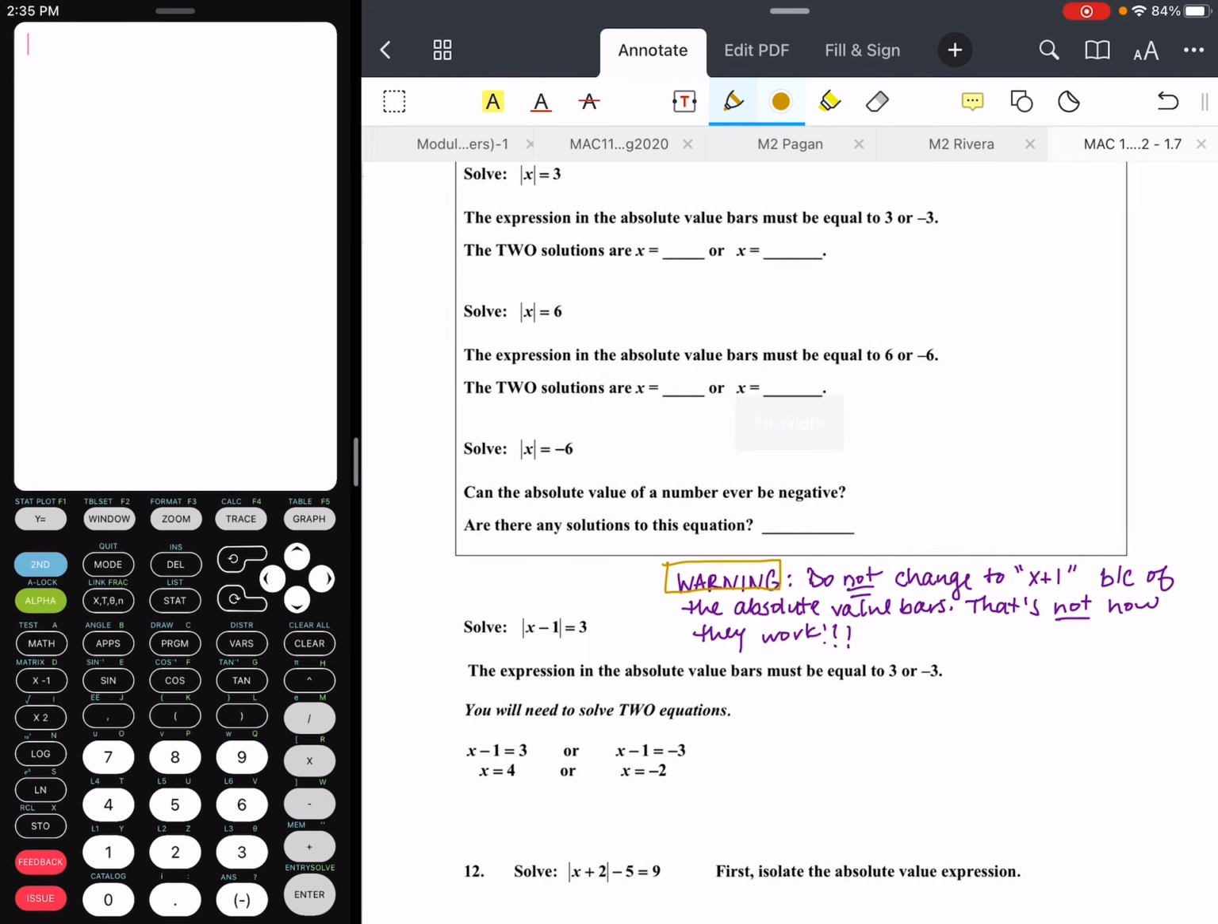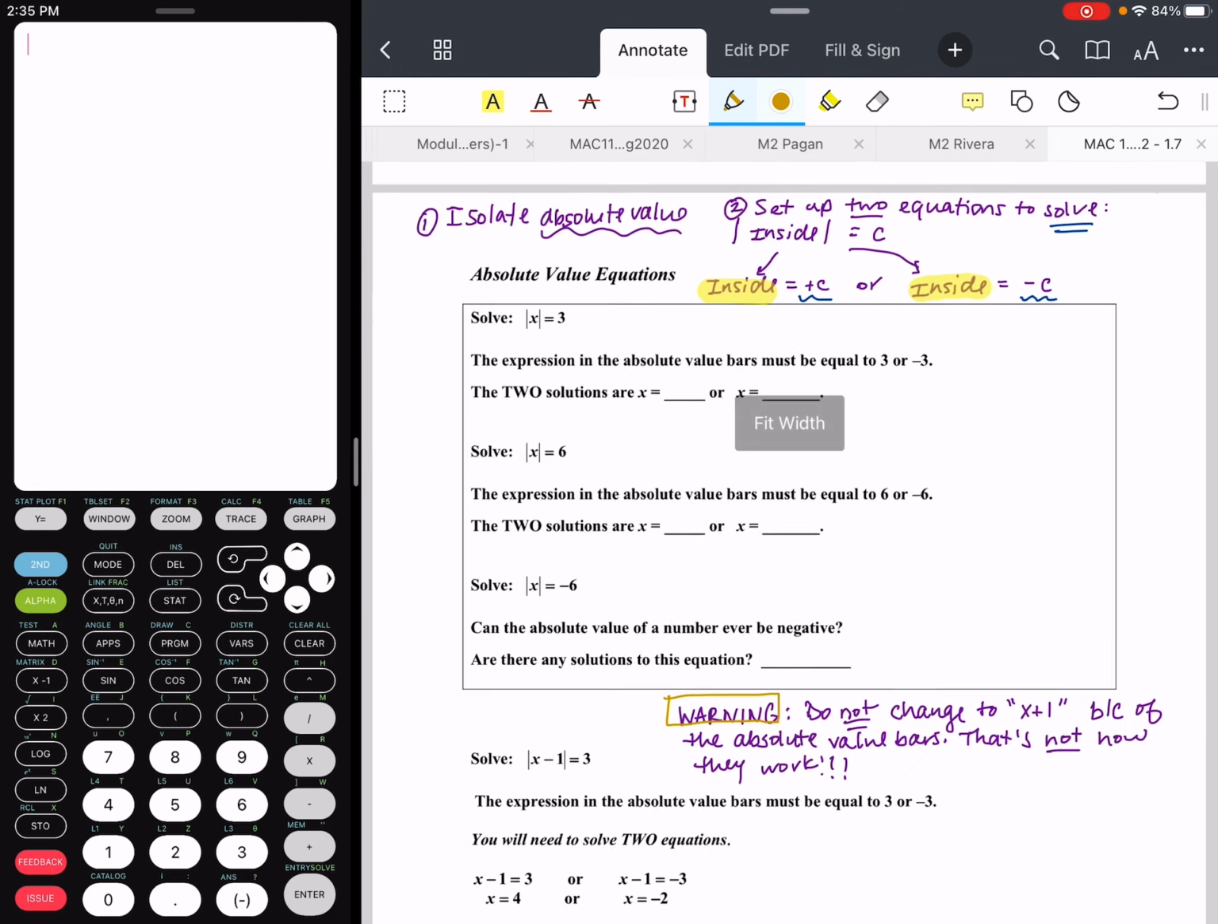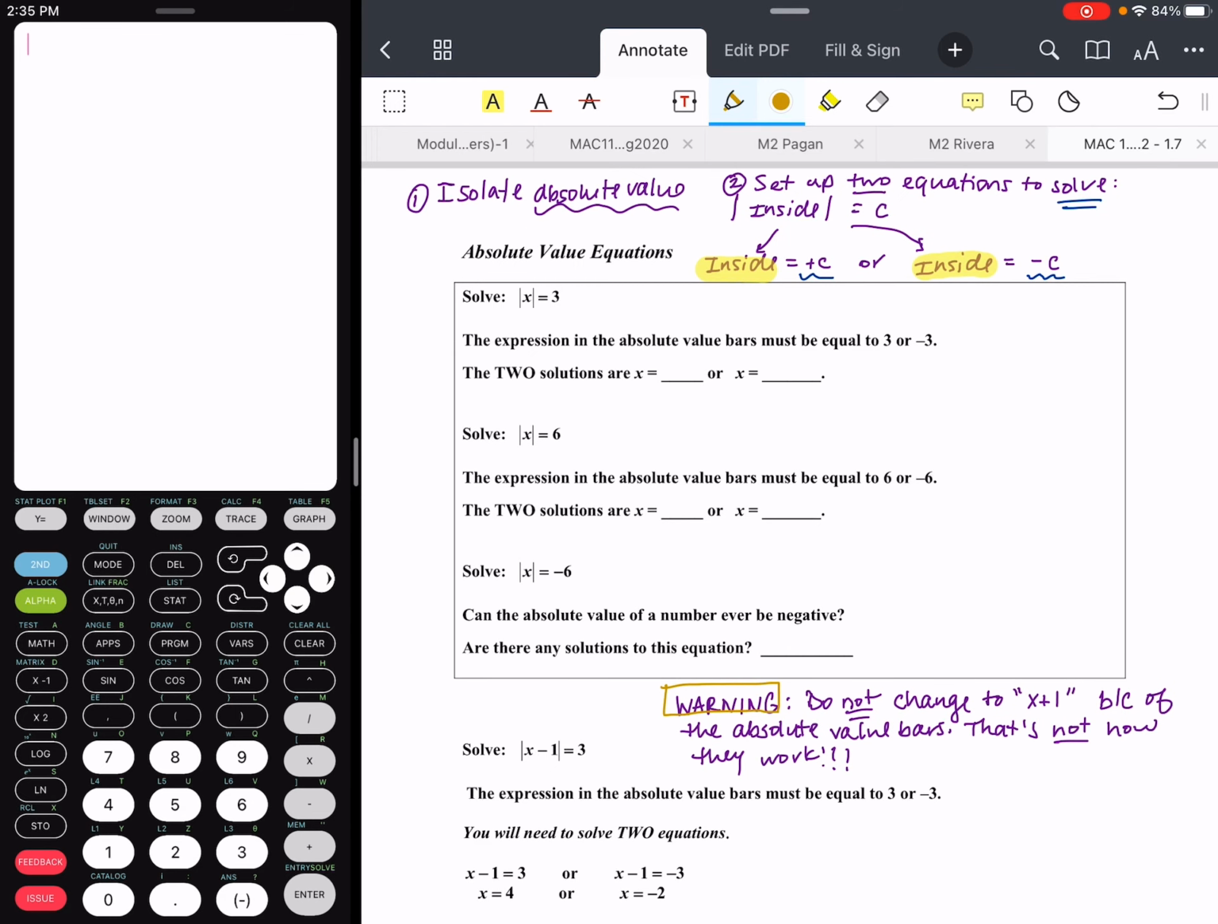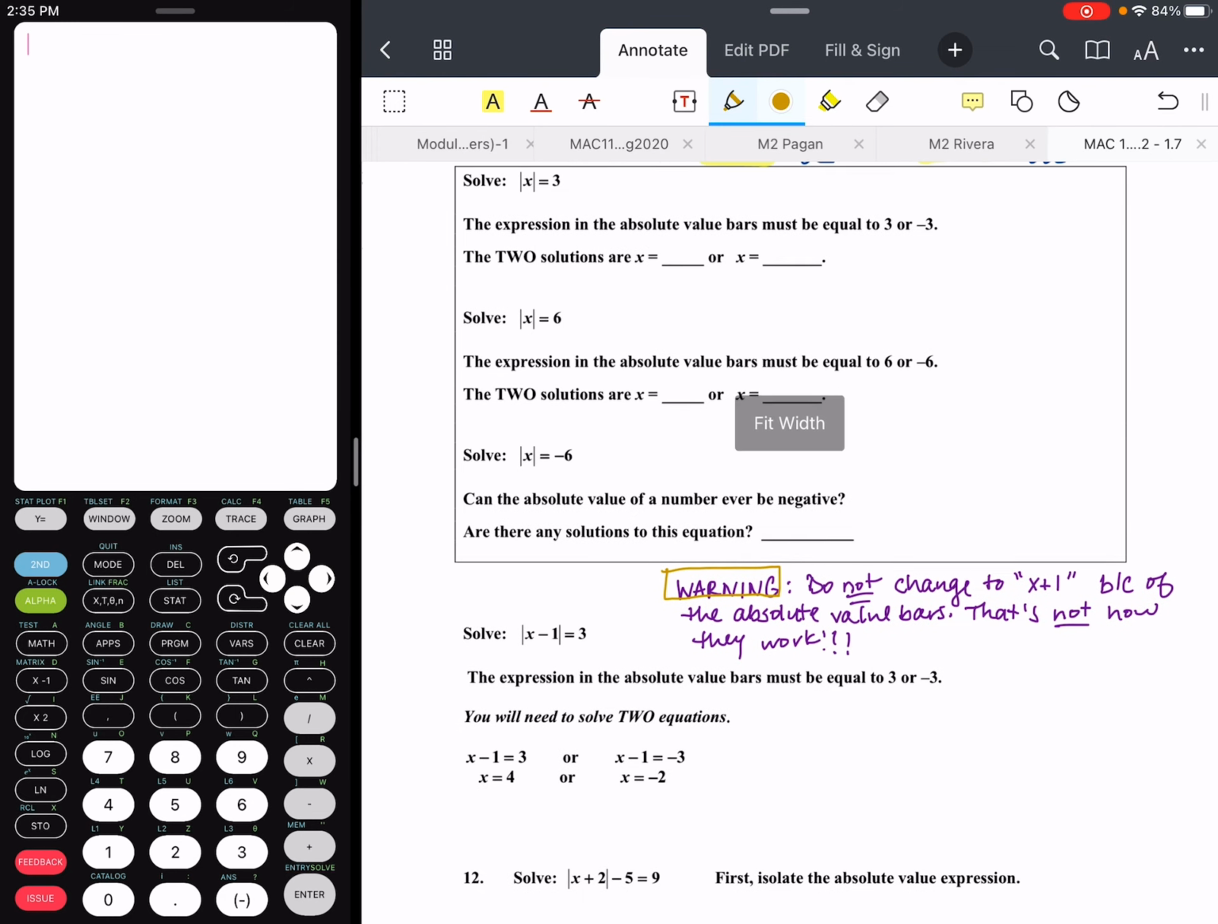In this section, we'll talk about how to solve absolute value equations. I'll go through the process in just a moment, but first let's look at these examples, which should be pretty straightforward, and I imagine you can basically do these in your head. Just to remind you of how absolute values work.